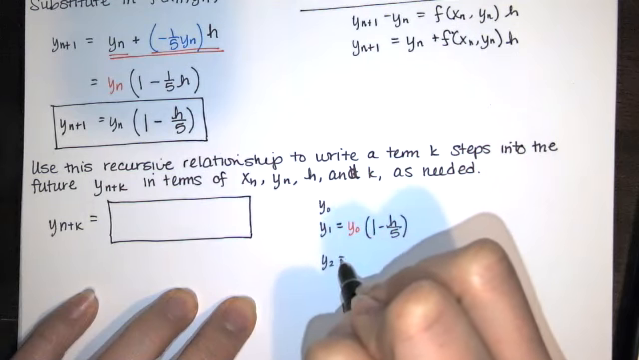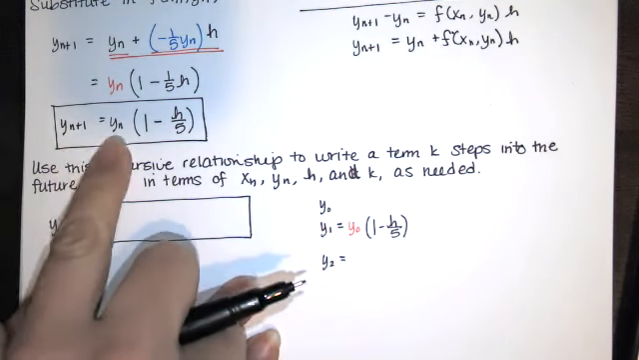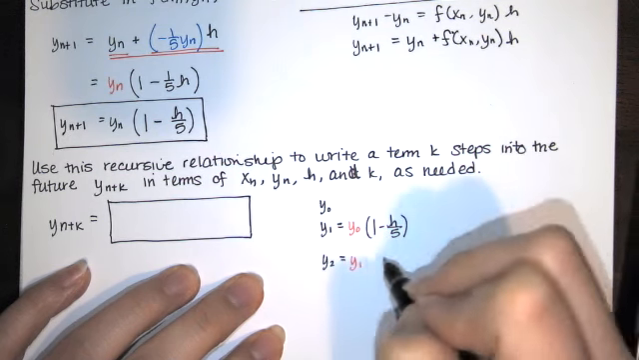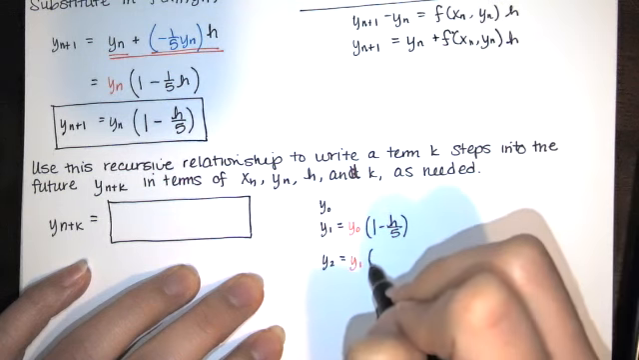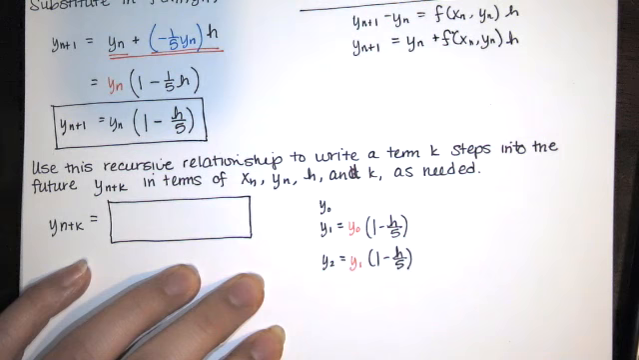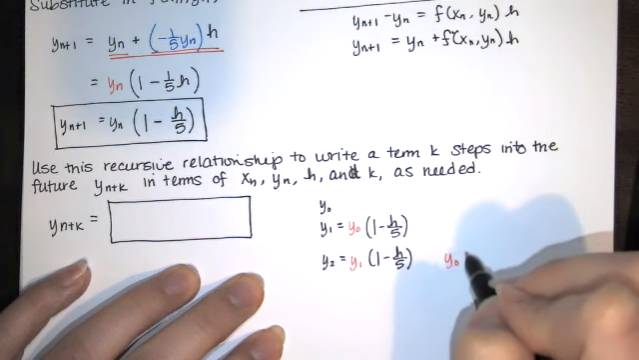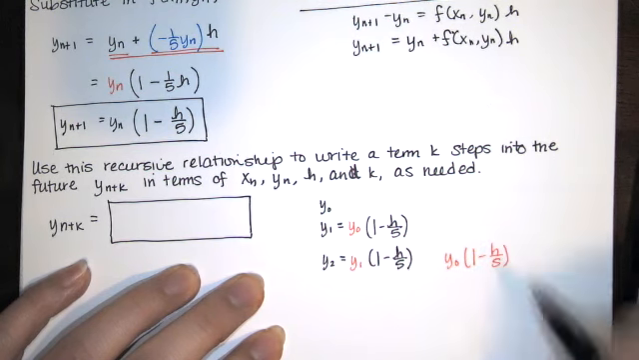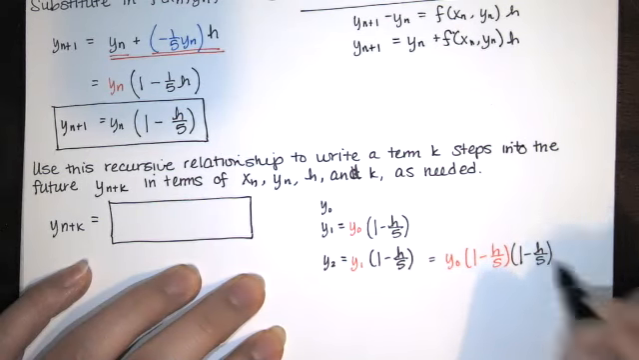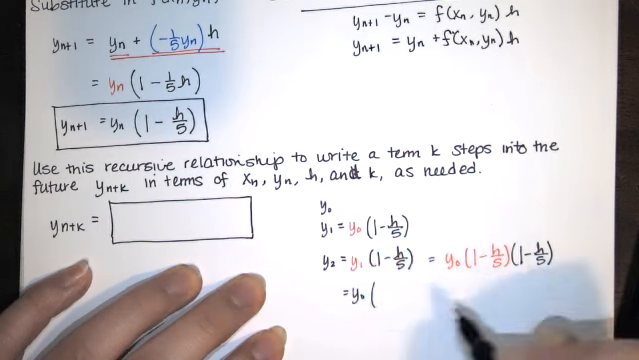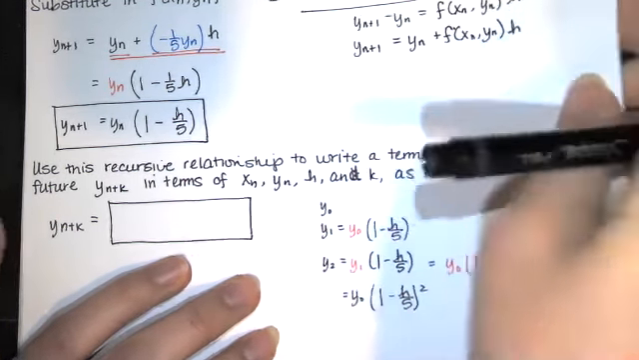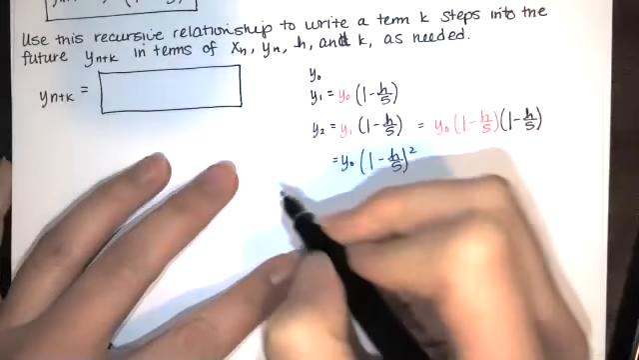And then y sub 2, according to this, is y sub 1 times 1 minus h over 5. But y sub 1 was all of this. So what we have is y sub 0 times 1 minus h over 5 times 1 minus h over 5. So that gives us y sub 0 times 1 minus h over 5 squared. We've got two of them. And then we keep going.